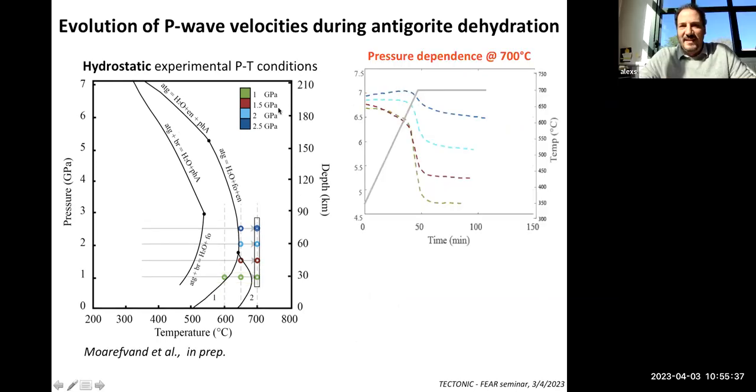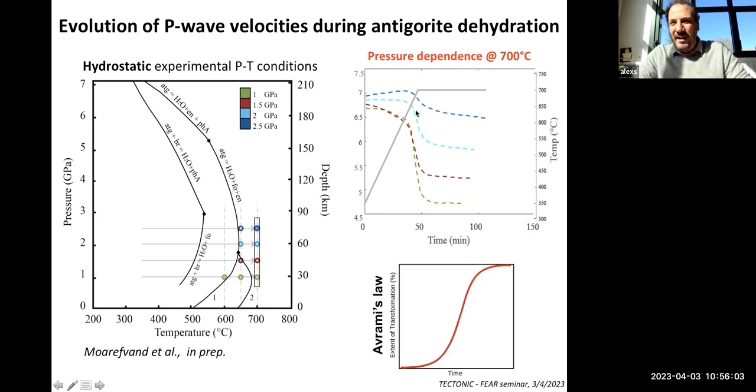So now this is the same, but as a function of pressure. What you see is that at 1 GPa, we have a substantial drop in P wave velocity. And this is at 1.5 GPa, 2.2 GPa, and at 2.5 GPa, the wave velocity drop is much smaller. And again, we have those curves. They actually look sigmoidal, and they are very reminiscent of an Avrami curve. So what you're looking at here is basically the kinetics of the reaction itself. Exactly. So the Avrami equation for kinetics.